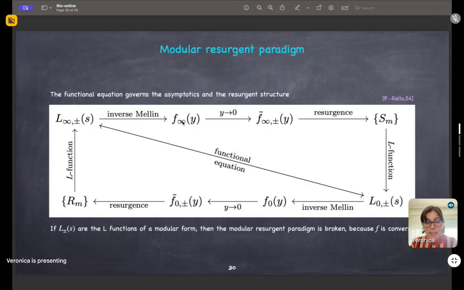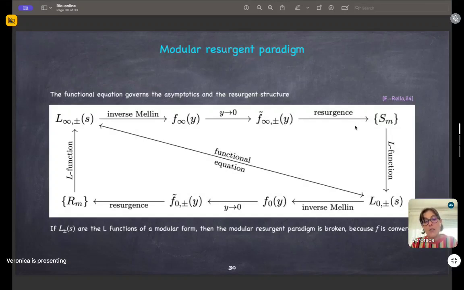And the other important comment I want to make is that now, if you try to understand which type of L function fit in this paradigm, you might try with just the L function of a modular form. So the inverse Mellin essentially is the Fourier expansion of the modular form. But in that case, if you took the asymptotic, you get 0 because it's modular. And therefore, this paradigm will be broken at this stage. There is no resurgence to study, there is nothing.